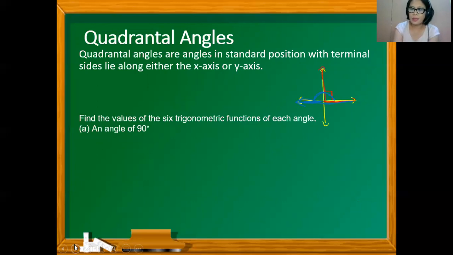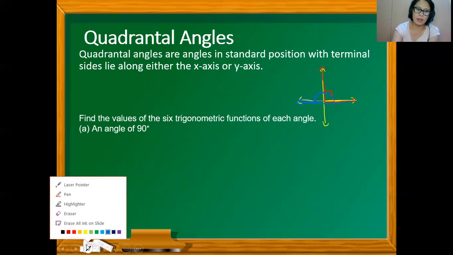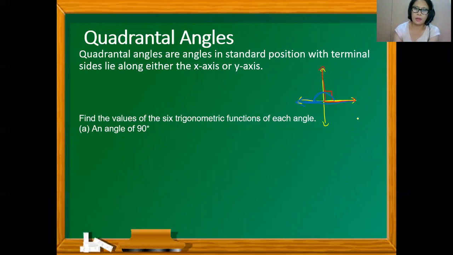An angle of 90 degrees. So first we select any point on the terminal side of an angle theta. For instance, here, so this is 90 degrees. This is the terminal side of a 90-degree angle, and this is the initial side. This 90-degree angle is in standard position since the initial side lies along the positive x-axis, and it is considered a quadrantal angle since the terminal side lies on the y-axis.